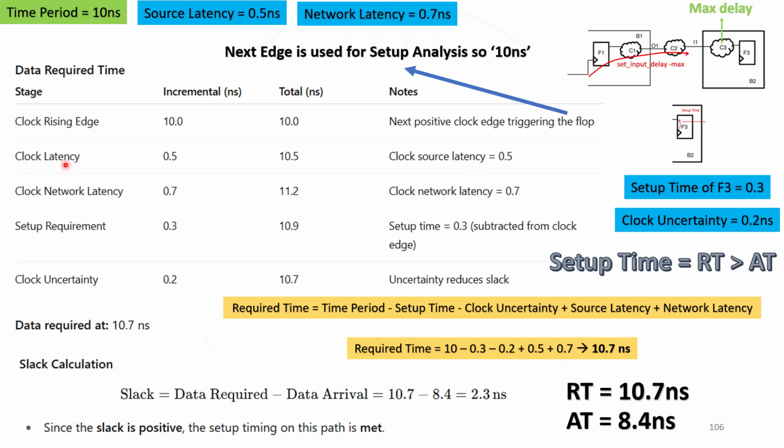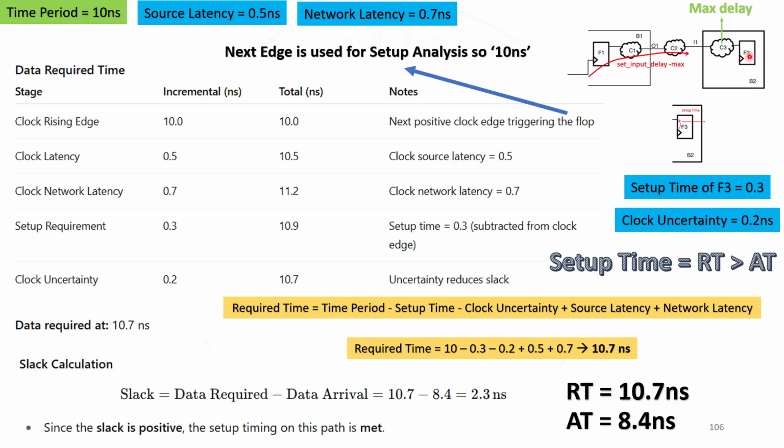Next, we are assuming some clock latency. Same values I am taking. Source latency is 0.5, network latency is 0.7. So initially the edge triggering is happening at 10 nanosecond, so it will have a delay of 10. Now this 10 plus 0.5, which is source latency, will give 10.5. Next, network latency is 0.7, so this 10.5 plus 0.7 will give 11.2 nanosecond.